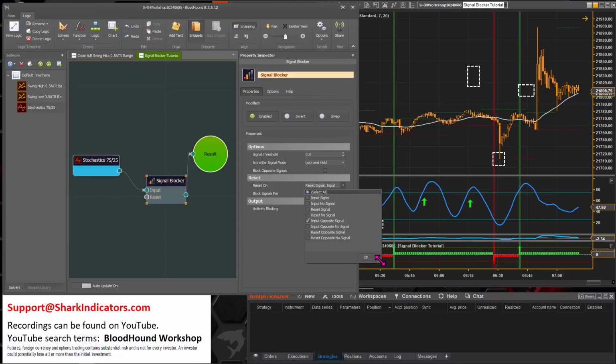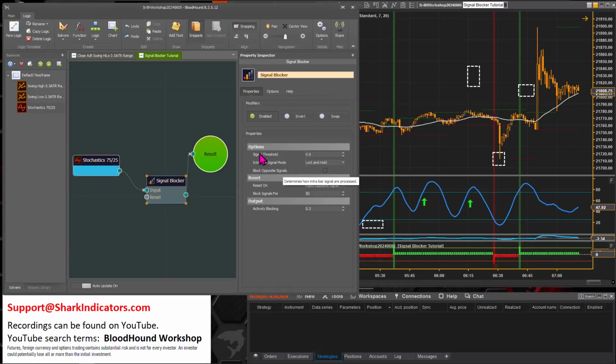Or are you using a signal in the opposite direction coming into the reset? So when using the reset connection, the reset signal and reset opposite signal are by far the two most common conditions that you'll be using for the reset there. All right, I think that takes care of the resets. So let's dive into some of these other more complex settings here.